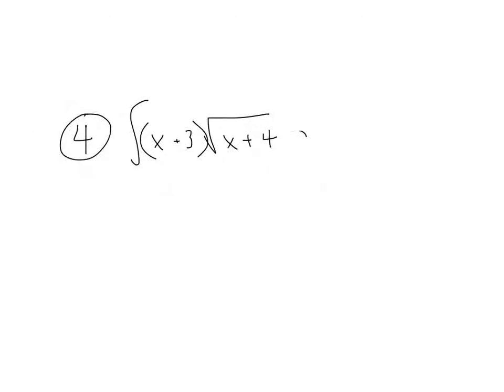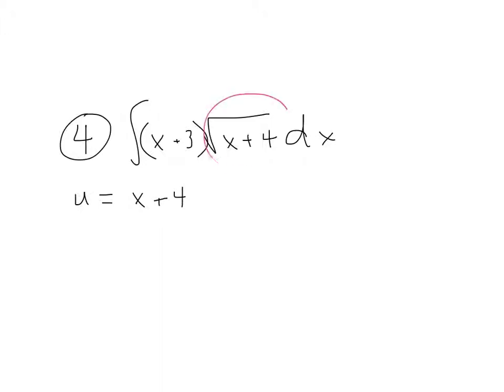Okay, so let's do one where du doesn't replace everything that you need it to replace. So let's say I have the square root of x plus 4, but then I have x plus 3 out front. Okay, the u is exactly what you should think it should be. So your u is going to be the x plus 4, the part under the square root.